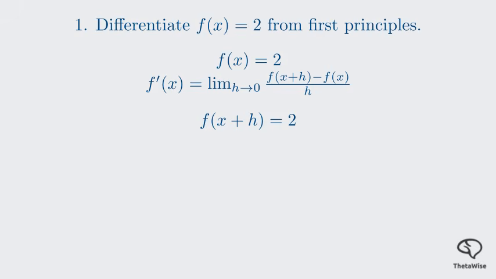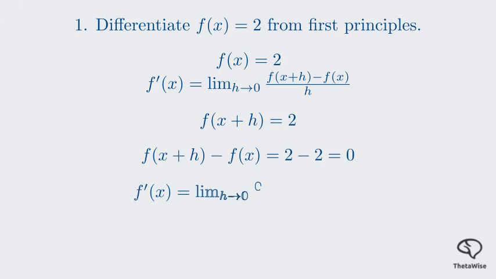No matter what input you give this function, the output is always 2. It's a constant function. Step 3. Find the numerator. f of x plus h minus f of x is 2 minus 2, which equals 0. This means the change in y is 0, no matter what h is. This makes sense for a constant horizontal line. Step 4. Calculate the limit. f prime of x equals the limit as h approaches 0 of 0 over h. Well, 0 divided by anything, as long as h is not exactly 0, which it isn't here, is just 0. So our final answer is f prime of x equals 0. This confirms the rule we saw earlier. The derivative of a constant is always 0.